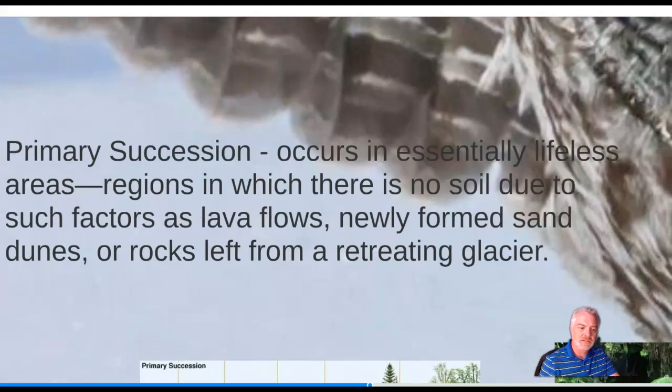The first thing we talked about is this concept of primary succession. It occurs in essentially lifeless areas where there's no soil, and typically it's going to occur after there's been some type of lava flow, a new island forming from a volcanic eruption, a newly formed sand dune, or glaciers. When glaciers retreat, they carve out all the soil and leave behind bare rock. So that is another time that we might see this. The key to primary succession is that you start off with bare rock.